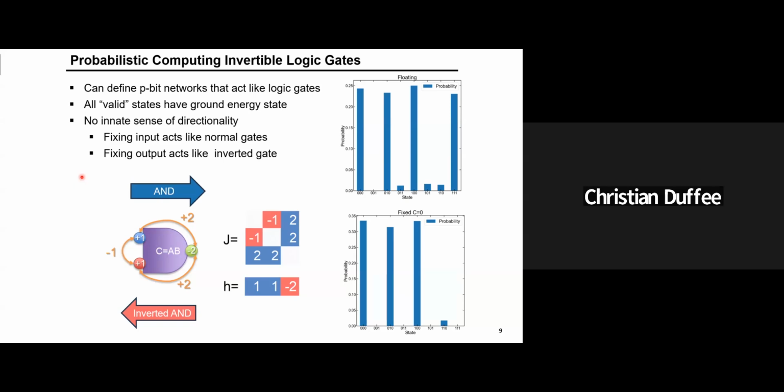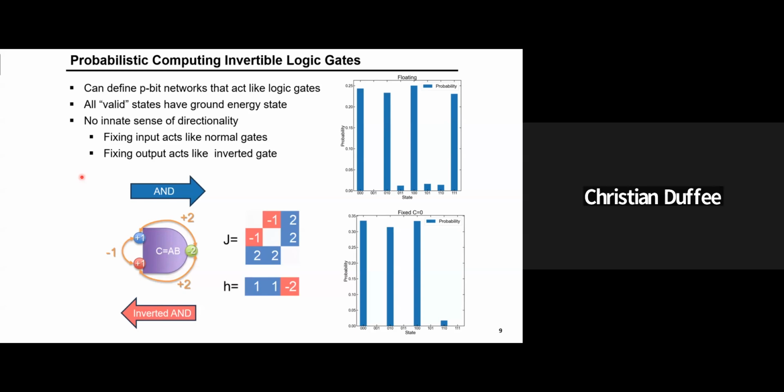But they do so in an interesting manner. In selecting these coupling matrices, you have to generate a probabilistic computing state such that the ground state of the network is equivalent to the valid states of the original gate. So for an AND gate, that is the 0, 0, 0 case, the 0, 1, 0 case, the 1, 0, 0 case, and the 1, 1, 1 case, of course.